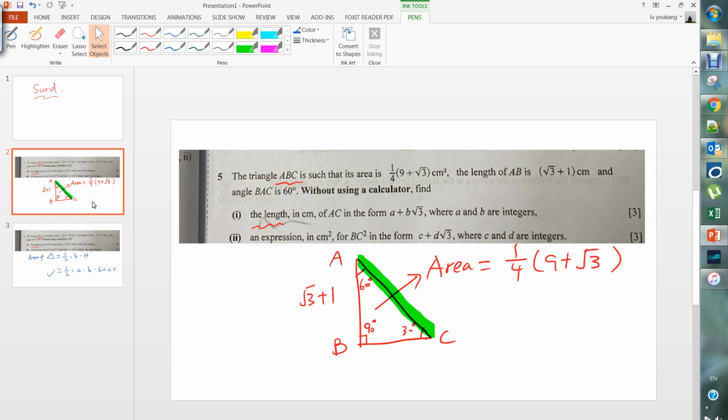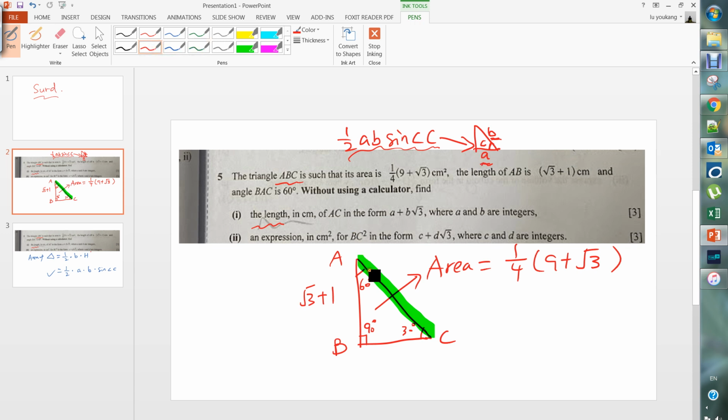Let me move to the previous page. Let me note it here: half AB sine angle C. This formula is used according to this: if you have this angle C, and this is your A and this is your B, the angle C is sandwiched by side A and side B. If you want to use this formula, the angle C must be sandwiched by your side A and your side B. Now let's look at this question.